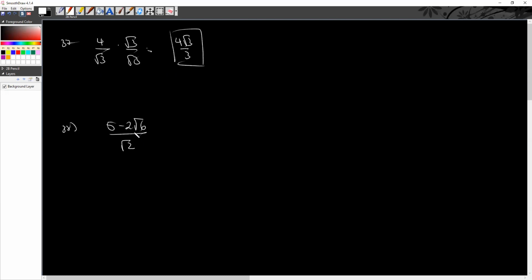Okay, so 37. 4 over rad 3. Caleb, got to rationalize that denominator. Rad 3 over rad 3. 4 rad 3 over 3. And I feel like that's done. Okay, got it. All right, Caleb, rationalize that denominator for 38. What do I multiply the top and bottom by? Rad 2. Rad 2, that's right.